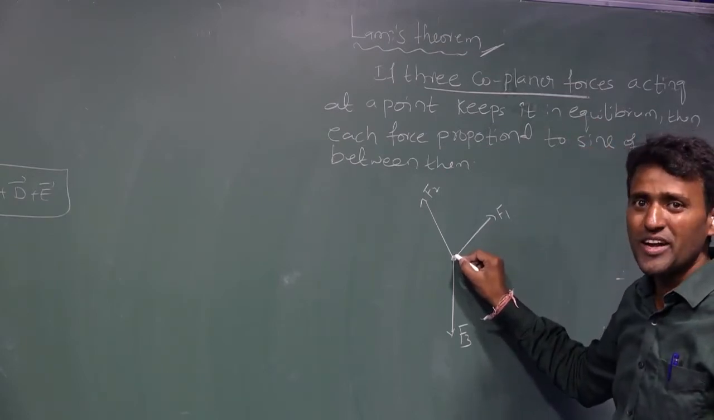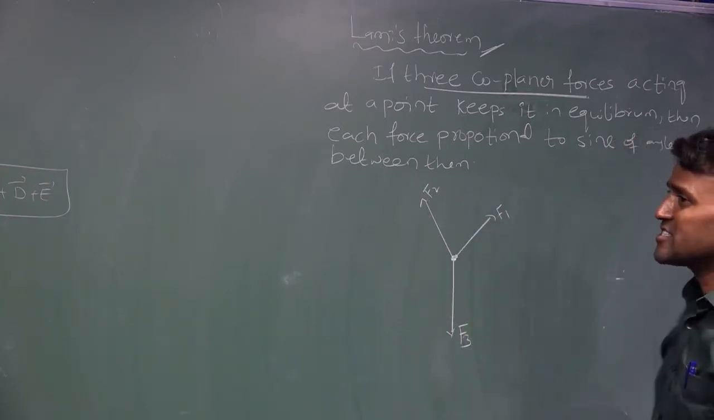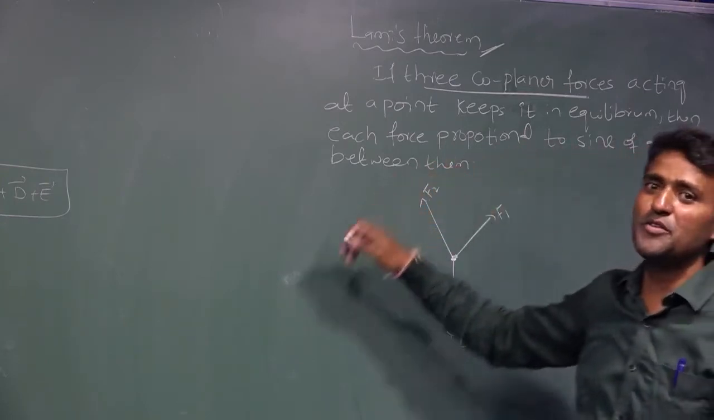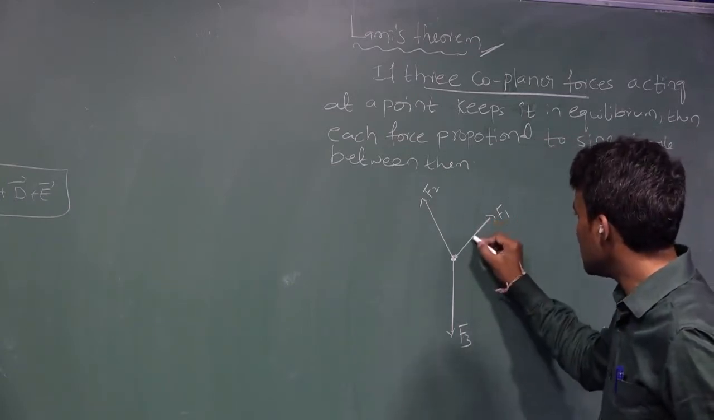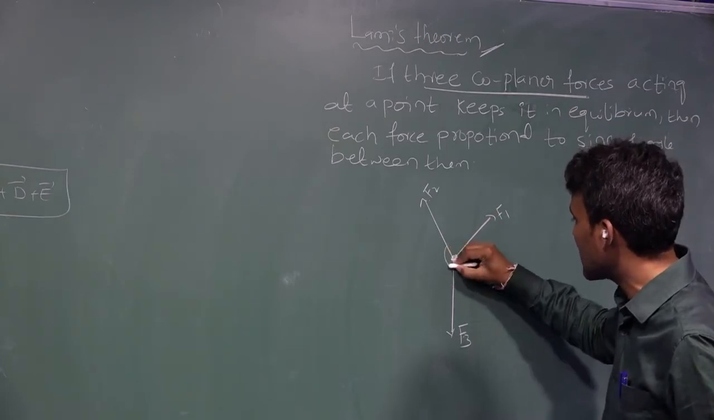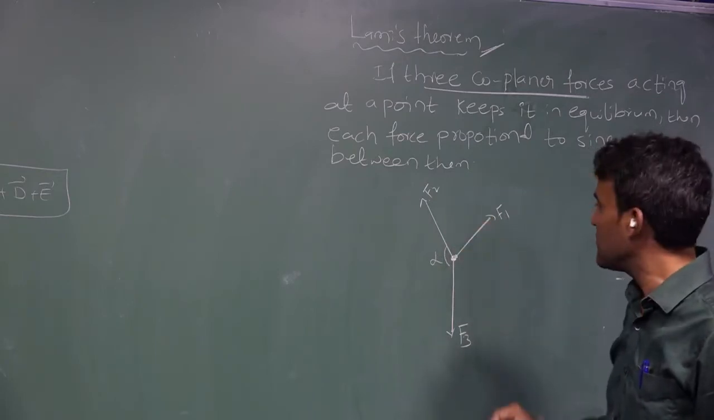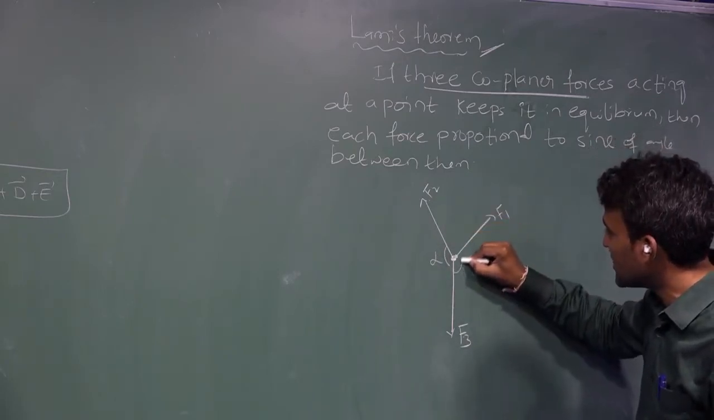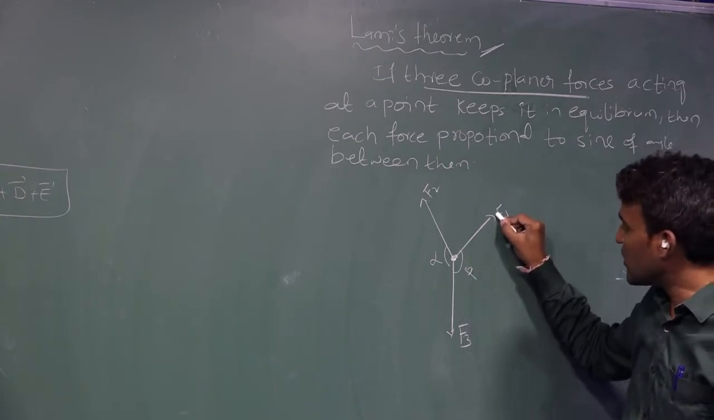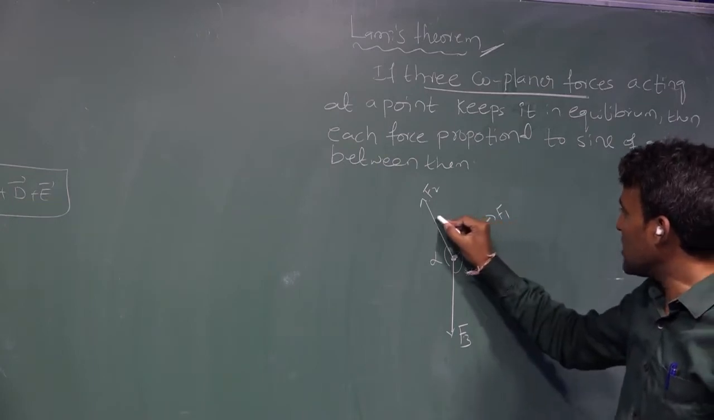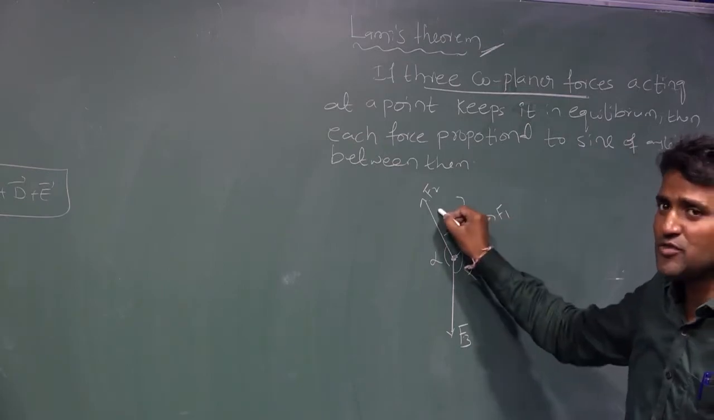If the particle is in equilibrium due to F1, F2, F3, then each force is directly proportional to the sine of the angle between the other two. Now F1 is quite opposite to the angle between F2 and F3, which is alpha. F2 is opposite to the angle beta, the angle between F1 and F3. And the angle between F1 and F2 is gamma.